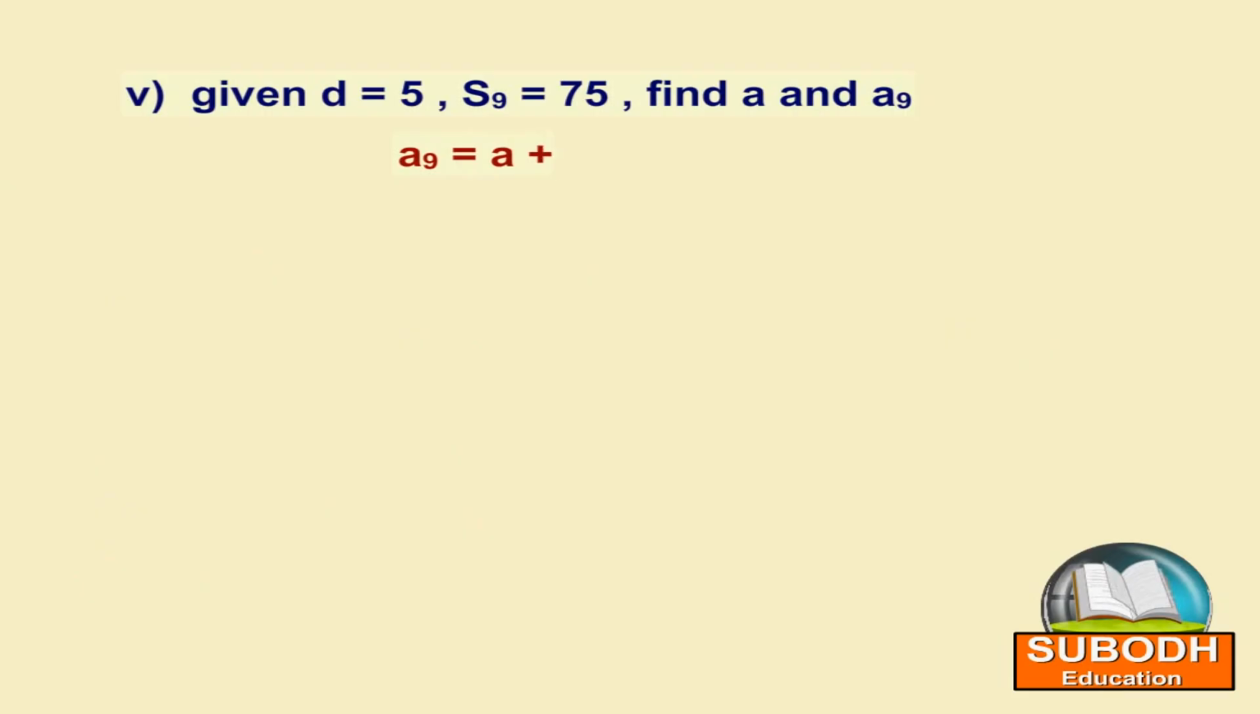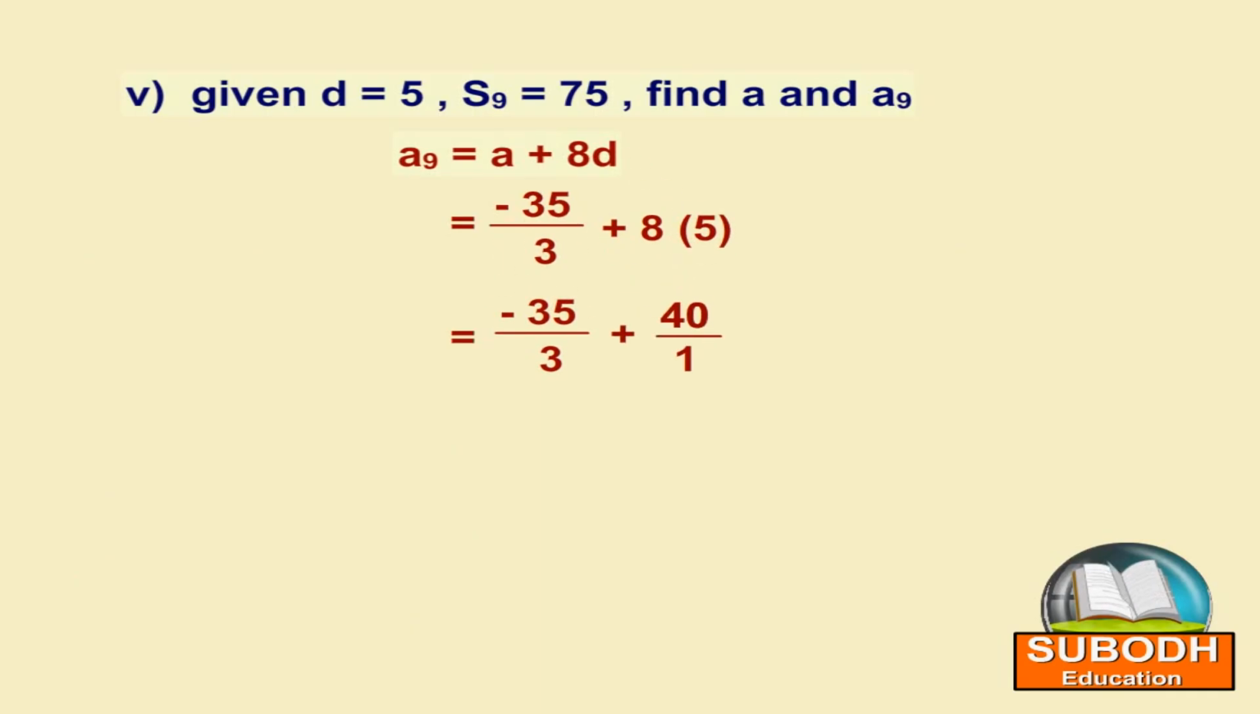a9 is equal to a plus 8d. a is minus 35 by 3 plus 8 into d, which is 5. Minus 35 by 3 plus 8 into 5 is 40. Cross product: minus 35 plus 3 into 40, 120, by denominator 3. Minus 35 plus 120, 85 by 3.